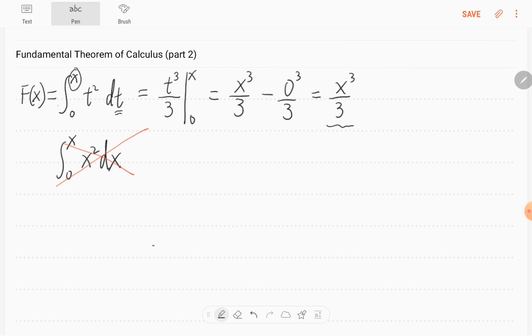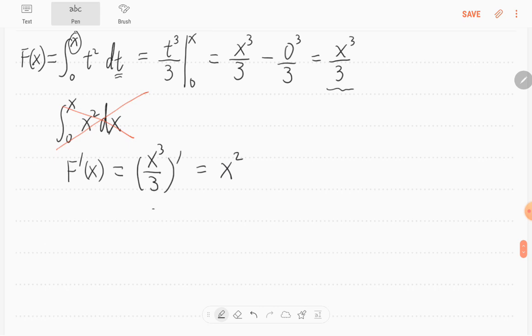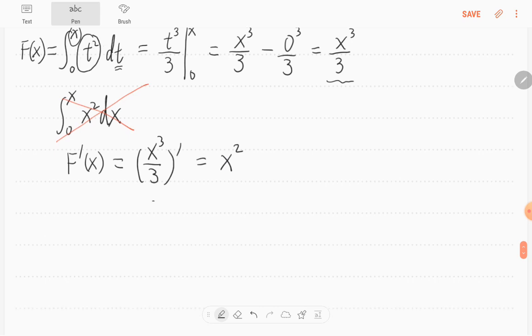So if this is a function of x, we can always take the derivative, right? Now let's look at the derivative of this f(x), which is the derivative of x cubed over 3. You take the derivative, it would be x squared. So you see the result, and here, this is the integrand, right?